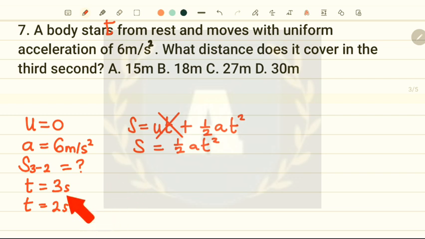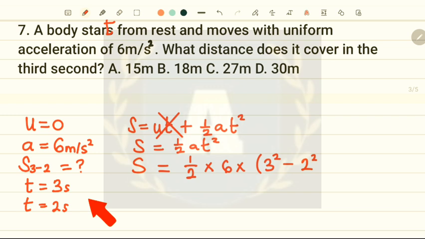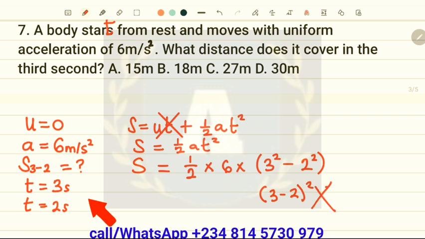So the time at 3 and then the time at 2. So to use the shortest method, we have 1 all over 2 multiplied by the acceleration, which is given as 6. Then multiply by the 2 times there, we have 3 squared minus 2 squared. Please, it is never 3 minus 2 then square outside. No, this is not it. Rather, 3 having its own square and then 2 having its own square separately.